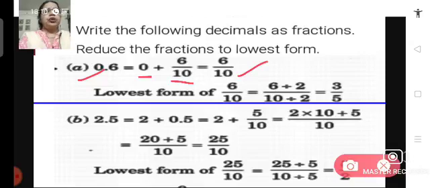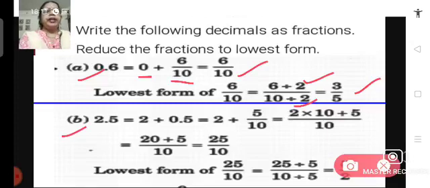To reduce into the lowest form, what we do? We divide 6 upon 10 by their HCF. The HCF of 6 and 10 is 2. So we divide 6 upon 10 by 2. What do we get? We get 3 upon 5. So the lowest form of this fraction 6 upon 10 is 3 upon 5.